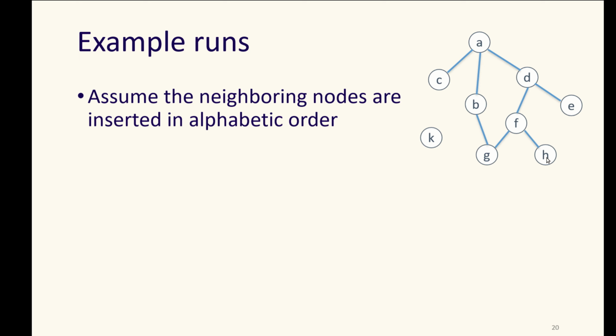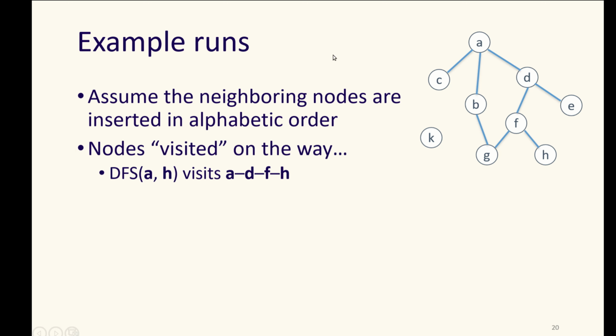So some examples of these. If we assume that when we see the nodes that we have edges to, they're inserted in alphabetic order, then the nodes that get visited on the way of going from A to H, depth first search will visit A. It will see that A has children B, C, and D, and they'll get put on the stack in that order, meaning B will get buried by C, and C will get buried by D.